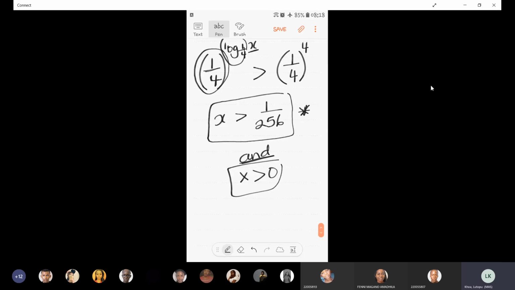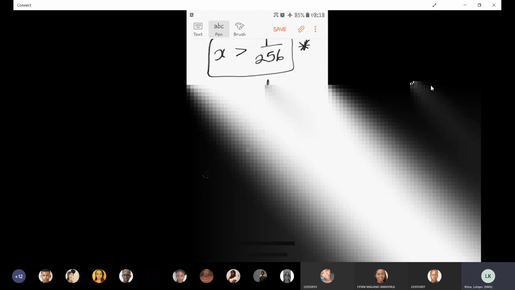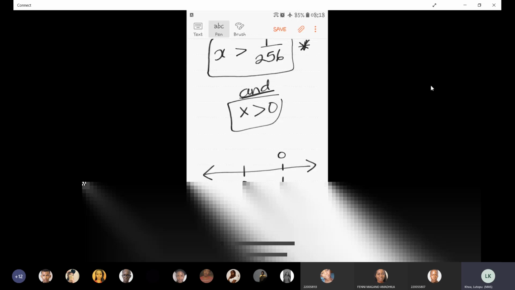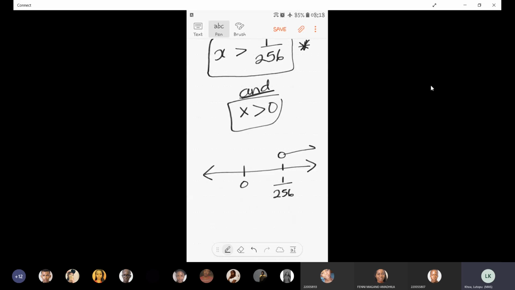And means when I look up on my number line, I should see 2 lines above me. So what you do is you draw your number line, you put the 2 numbers, you have 0, and then you have 1 over 256. The first condition says x should be greater than 1 over 256. So you put open circle because it is strictly greater than, and then greater than means you go to the right. Then the second condition for the logarithm itself to be defined, you say greater than 0.